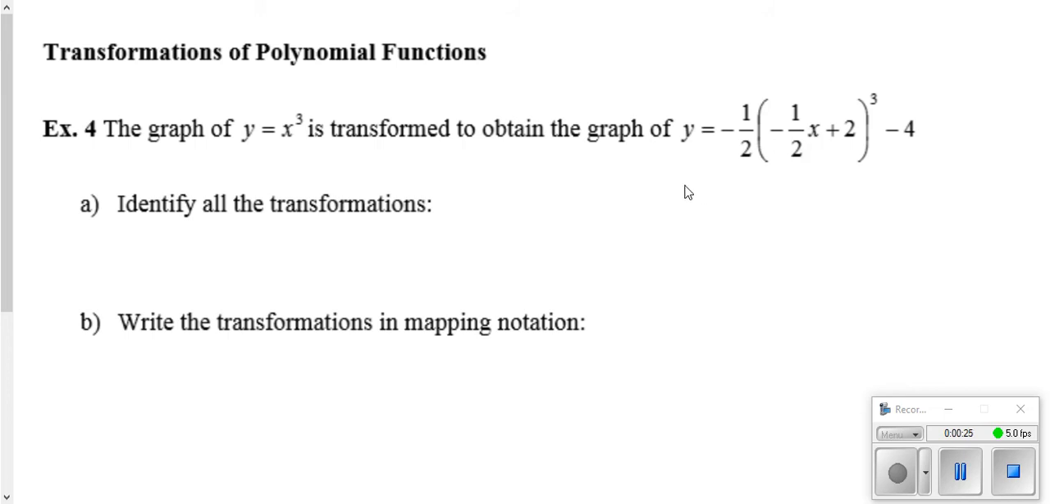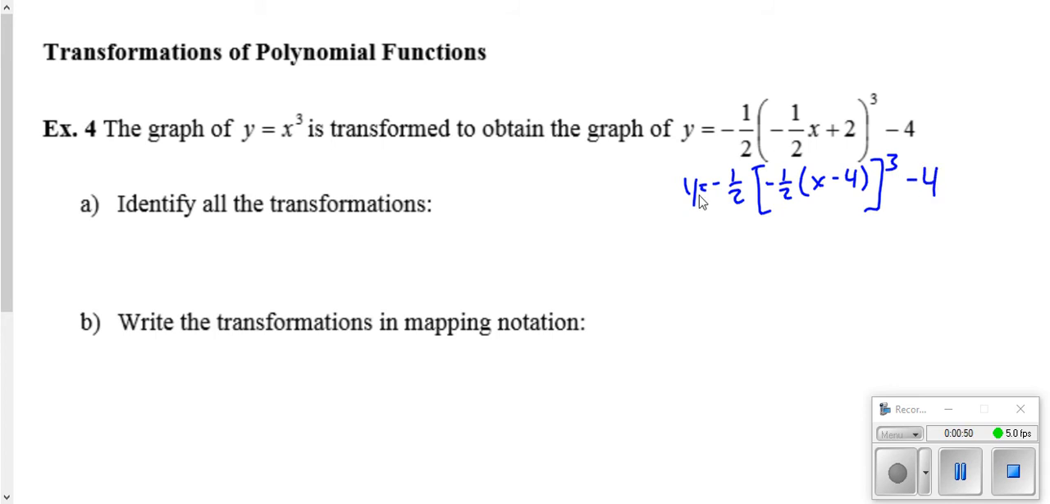So I'm going to rewrite this equation here. I'm going to write y equals negative 1/2. Let's use a square bracket, negative 1/2 again, rounded bracket x. So negative 1/2 times x gets you to negative 1/2 x. Negative 1/2 times what would get you back to positive 2? And of course that has to be negative 4 there. Rounded bracket, square bracket, cubed on the outside, minus 4.